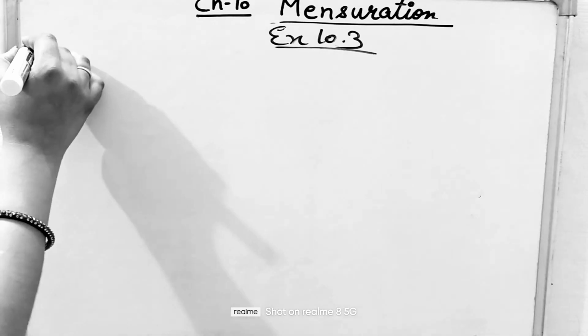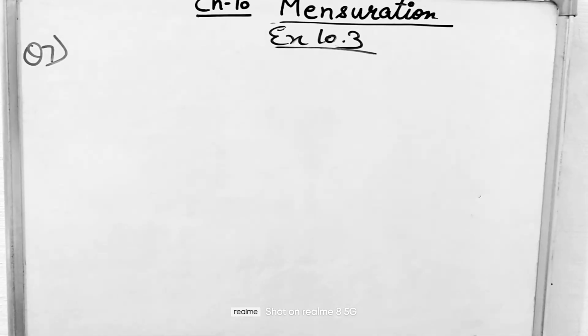Now question number 7 is, a room is 4 meter long and 3 meter 50 centimeter wide. How many square meters of carpet is needed to cover the floor of the room?